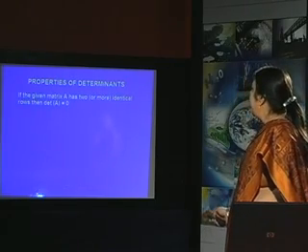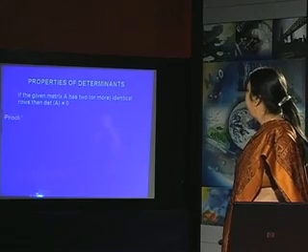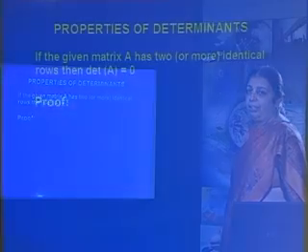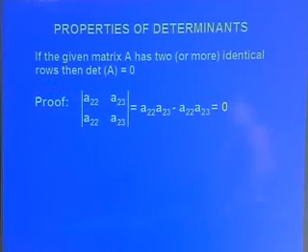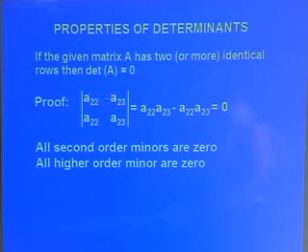Now the next property says that if the given matrix A has 2 or more identical rows, then still the determinant A will be 0. Now to prove this result, I will start with a 2 by 2 matrix, and in this case the first row is identical with the second row. So a_11 a_22 minus a_12 a_21, this is 0.